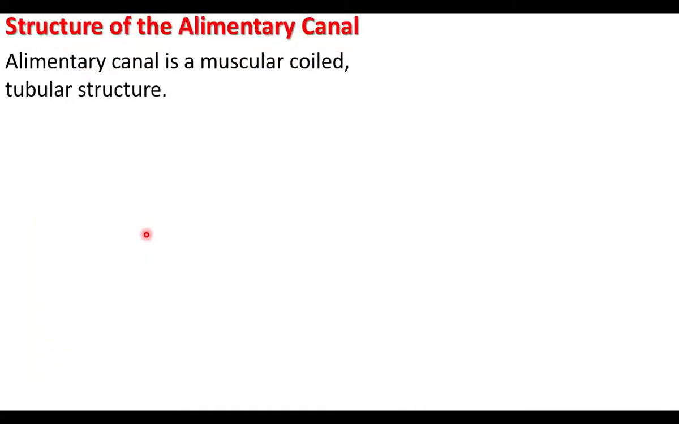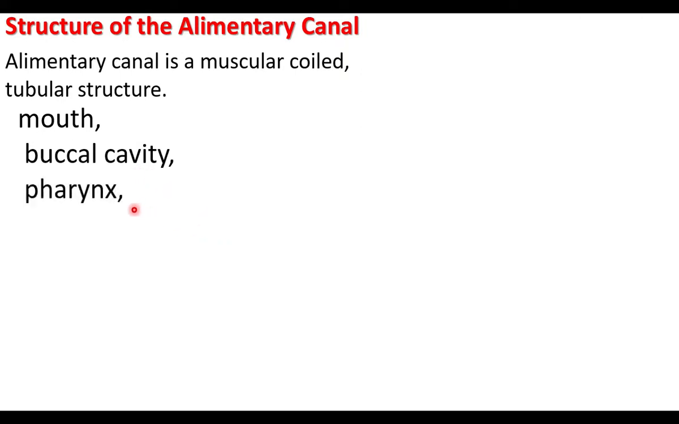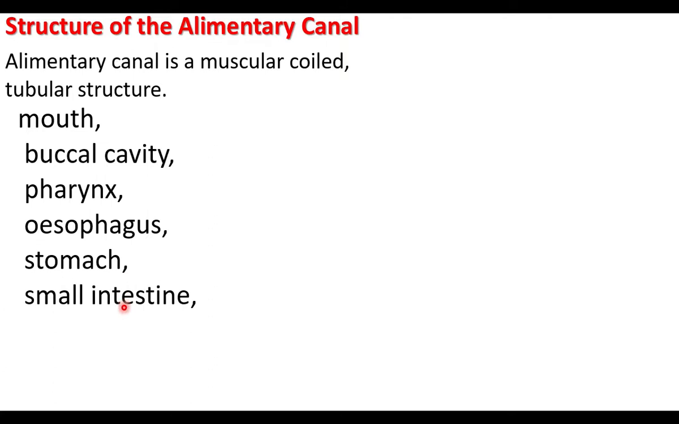The alimentary canal is a muscular coiled tubular structure. It has the mouth, and the mouth cavity is called the buccal cavity. Pharynx is a common way for the respiratory air and food from the mouth. Esophagus, the food pipe. Stomach, small intestine, large intestine, and anus. These are the parts of the alimentary canal.